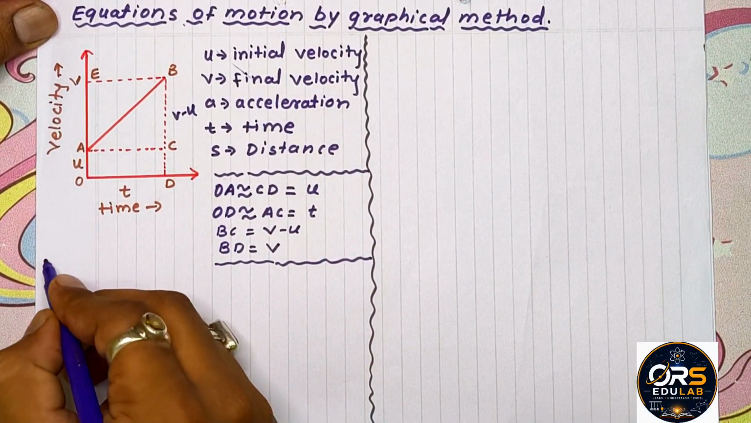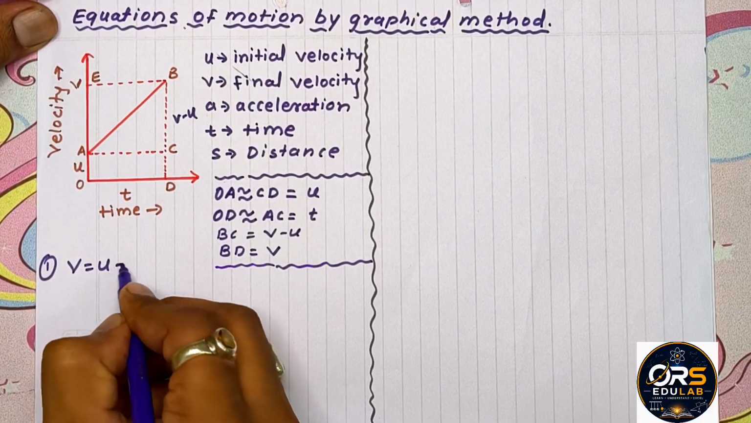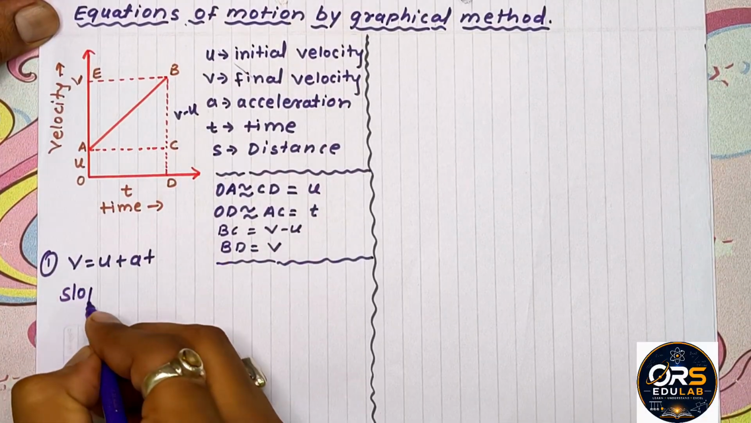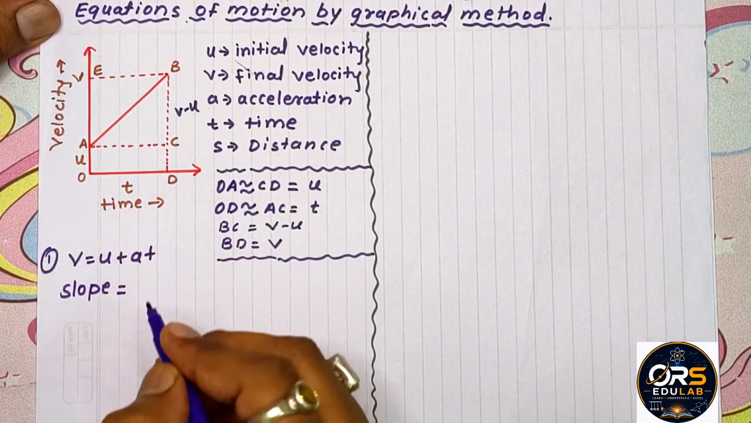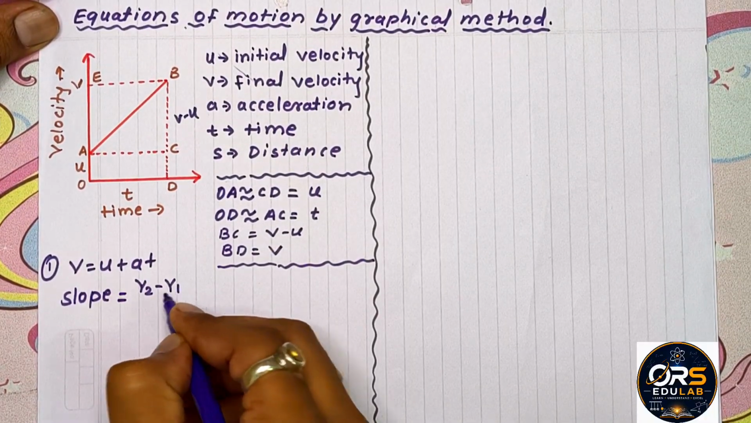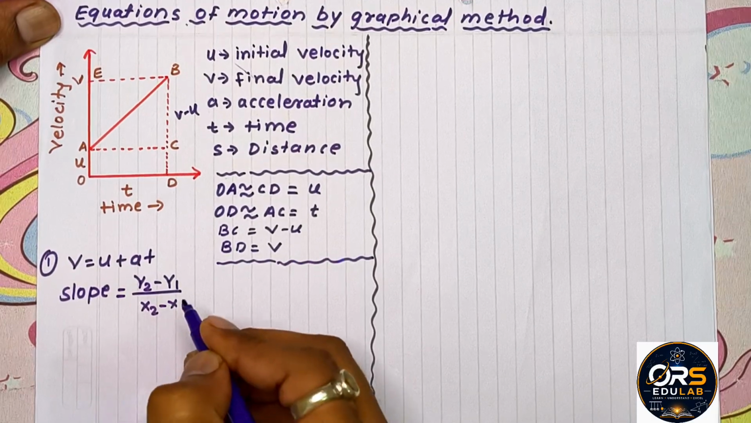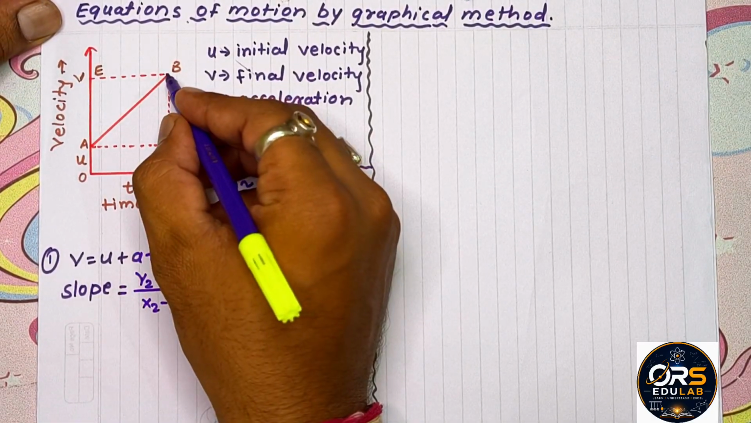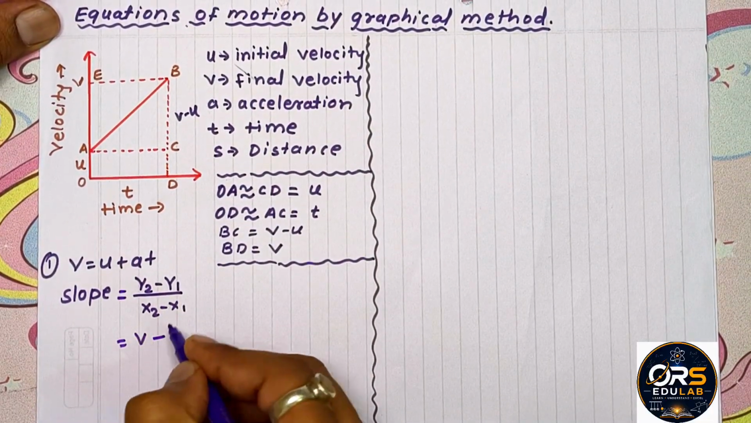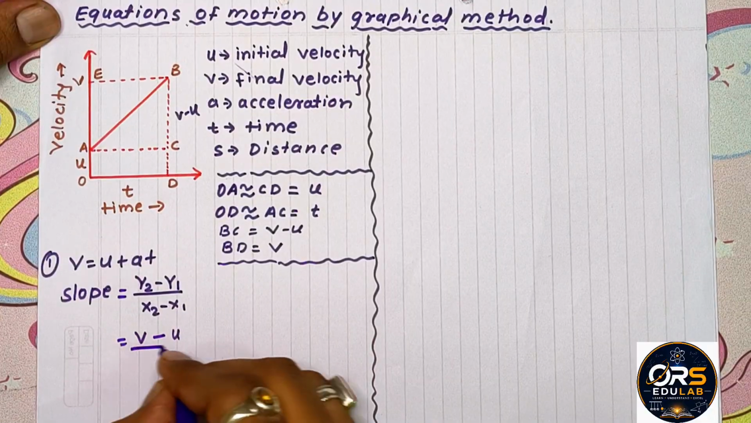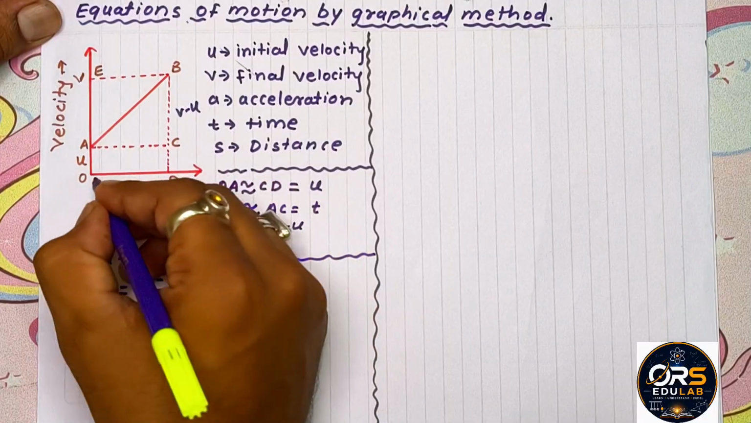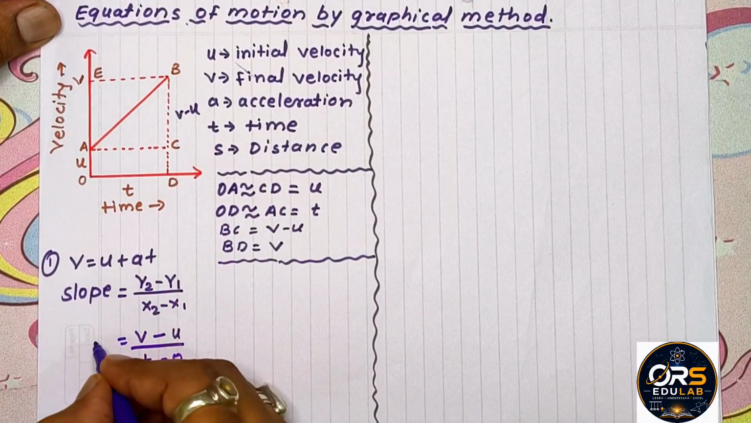So now let's derive the first equation of motion, which is V is equal to U plus AT. To derive this equation, we find out the slope of the graph. How to find out the slope? Slope is change along y-axis upon change along x-axis. So what is y2? Y2 means the final position. At that final position, what is the velocity? V. And what is the initial velocity at this point? That is u. So x2 means, at the final position, what is the time? T. And what is the initial time? 0.